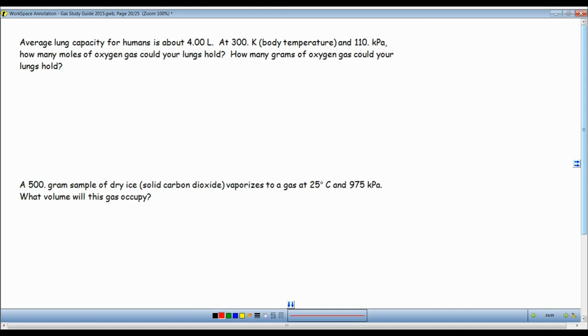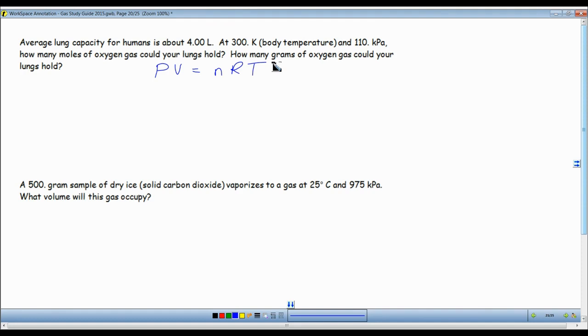Okay, so average lung capacity in humans is about 4 liters. At 300 Kelvin, which really is about normal body temperature, and 110 kilopascal, how many moles of oxygen could your lungs hold? How many grams of oxygen can your lungs hold? And so again, when I see lots of data, lots of different variables, that's when my mind starts drifting towards PV=nRT, the ideal gas law. But it's just plug and chug.